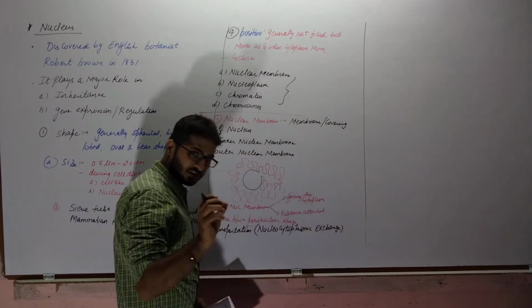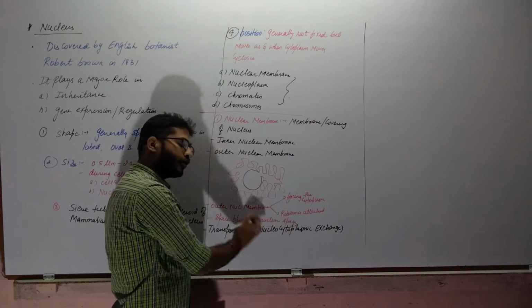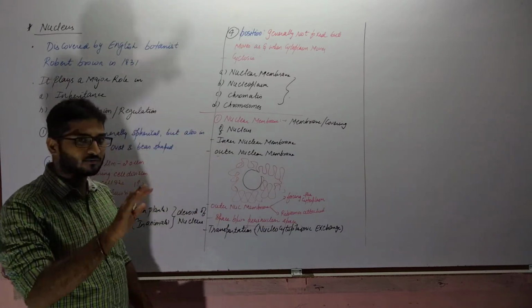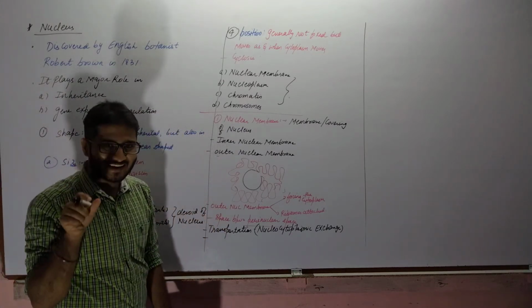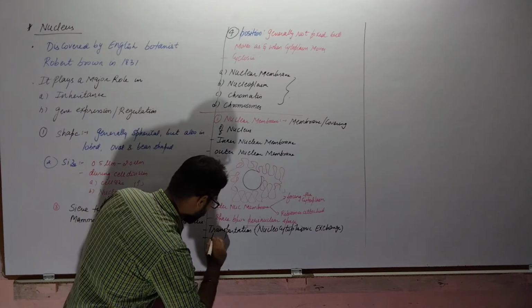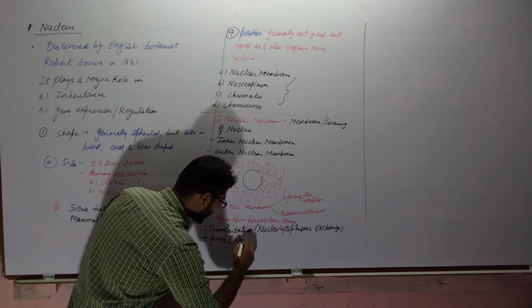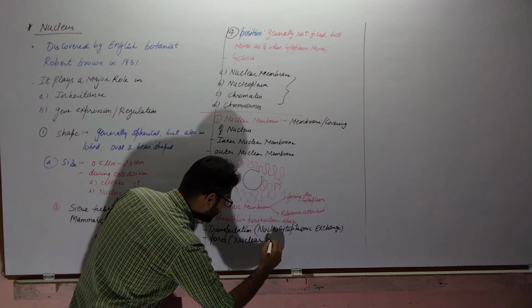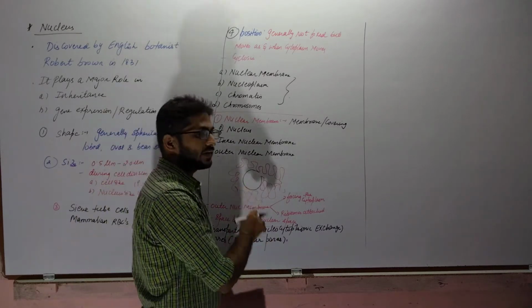That is, the transportation is taking place between the nucleus and the cytoplasm, or vice versa, that is from cytoplasm to the nucleus, right? For transportation, certain channels are required, certain openings are required. Such openings are called pores, or to be more appropriate, they are called nuclear pores, which are present in the membrane, right?